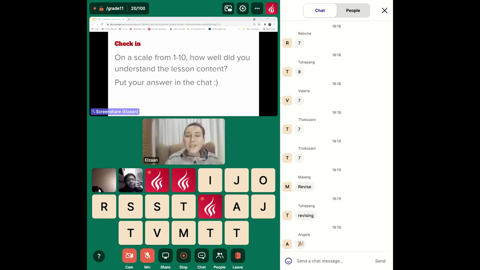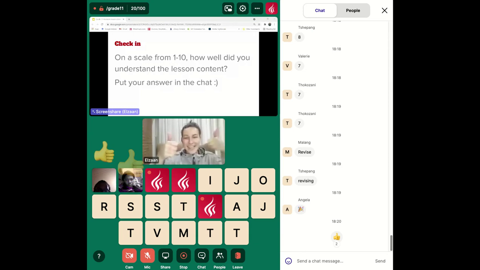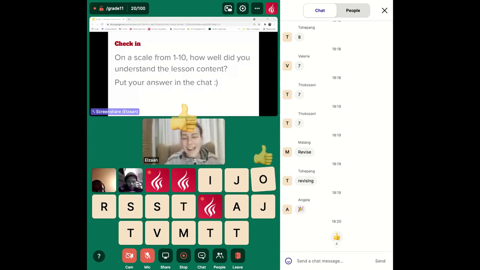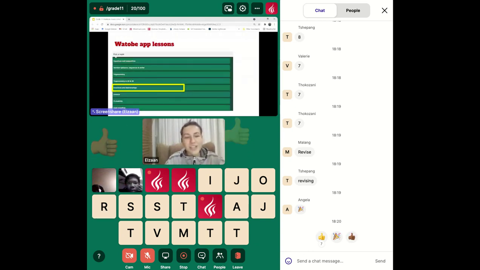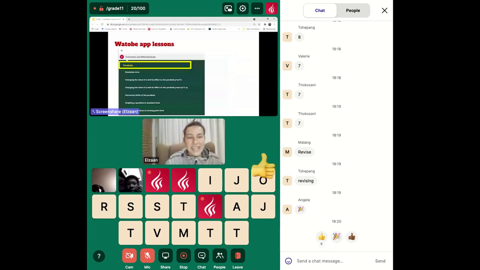In order to get those 7s and 6s and 8s and even 9s to a 10, I want you to revise during this holiday if you can. Can I see a thumbs up for that? Yay! Revision is basically the whole of Parabola. You go into functions and relationships, and then you see Parabola and all of the topics underneath, the subtopics, you can just revise.